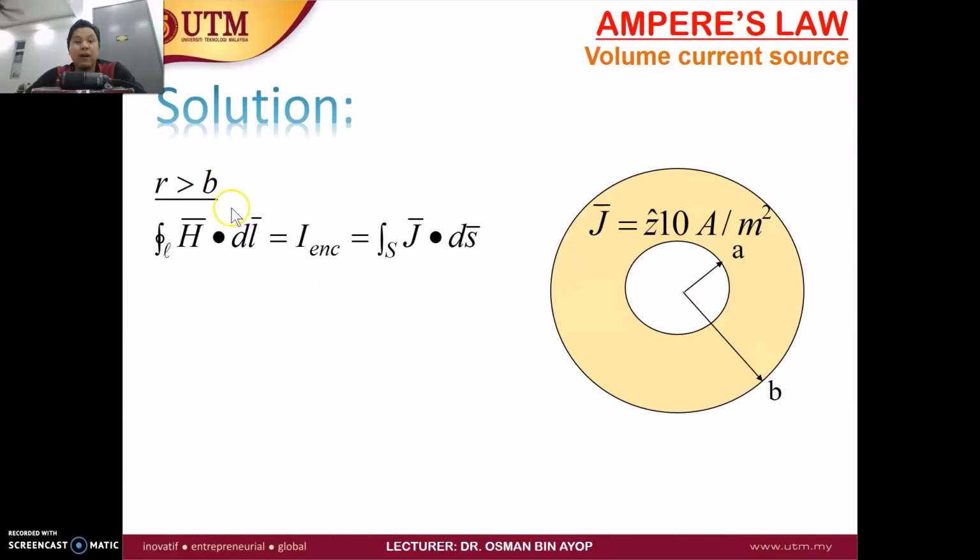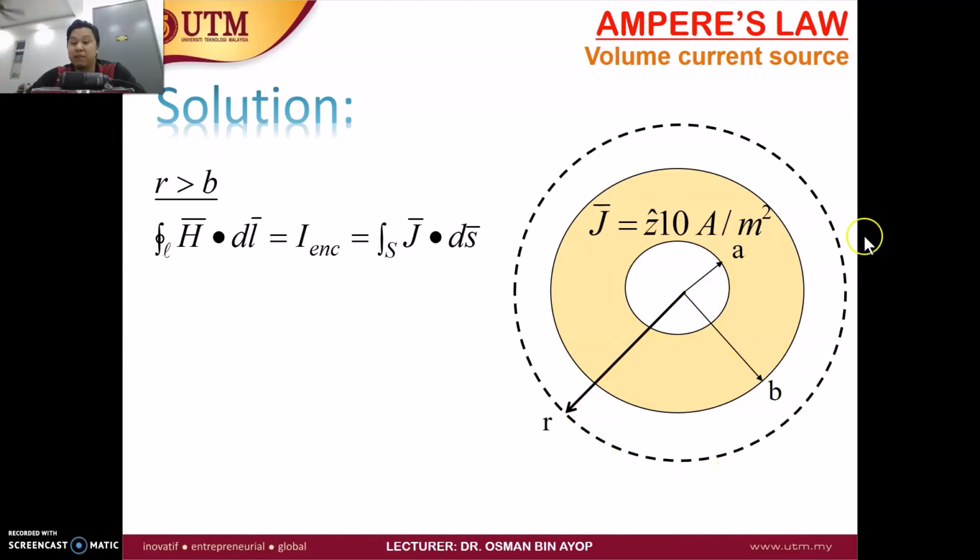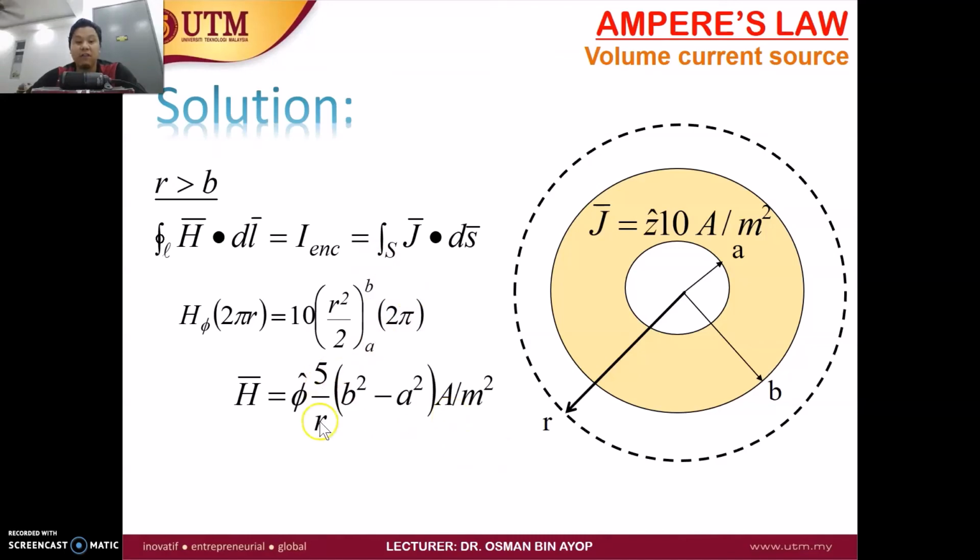Next, when r is greater than b, which is outside our coaxial cable, we draw the Amperian loop outside, so we can see here that we covered all the currents. So the closed integration of H dot dl equal to I enclosed equal to the integral of J dot ds. This is the same thing. H phi 2 pi r is equal to 10 times the integration of ds, which is r dr d phi, so r square over 2. The difference is only that our limit is from a to b because we covered everything. This is the same 2 pi. So the final solution is phi over r times (b square minus a square) ampere per meter in the direction of phi.